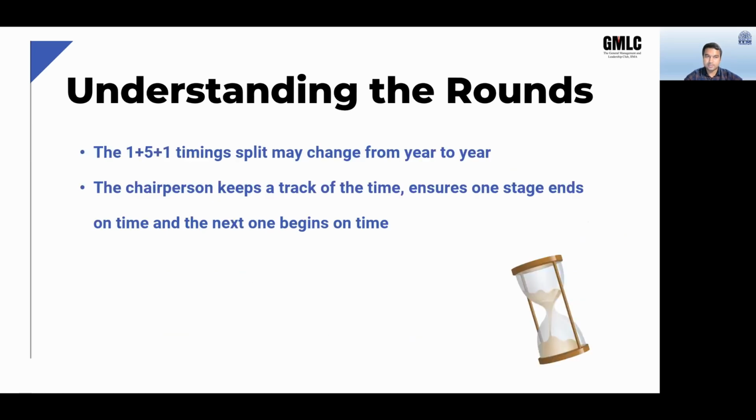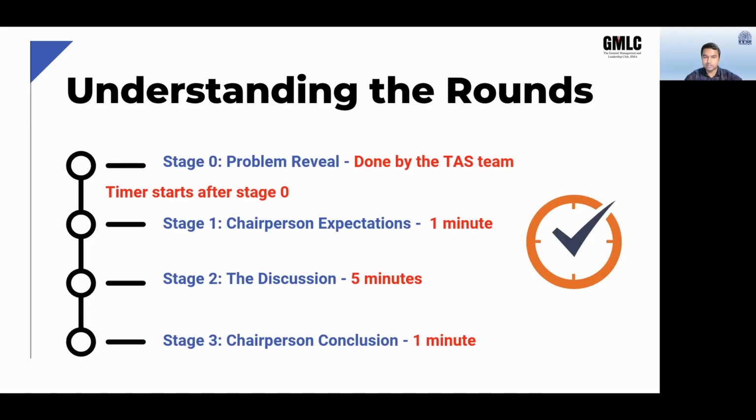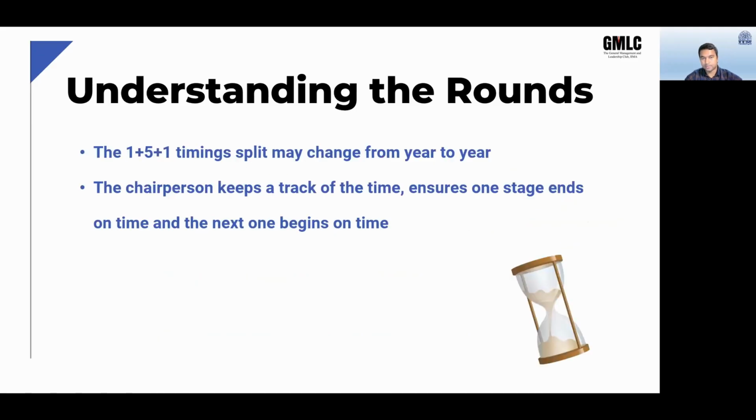So this 1 plus 5 plus 1 timing split, which I've mentioned over here, this tends to vary a lot from year to year. So for my year, it was 1 plus 5 plus 1. But for your year, it might be 1 plus 6 plus 1 or 1 plus 4 plus 1, as it tends to change quite often. And it is the chairperson's responsibility to keep a track of the time. You have to ensure that one stage ends on time and the next one begins on time.